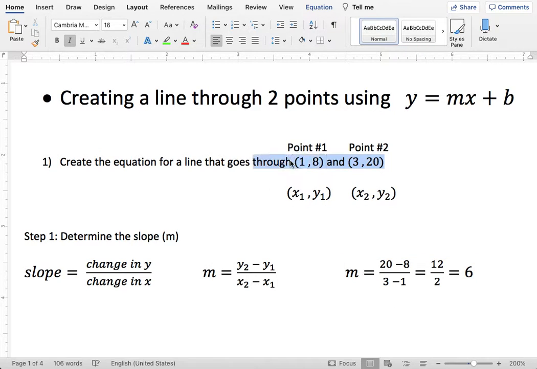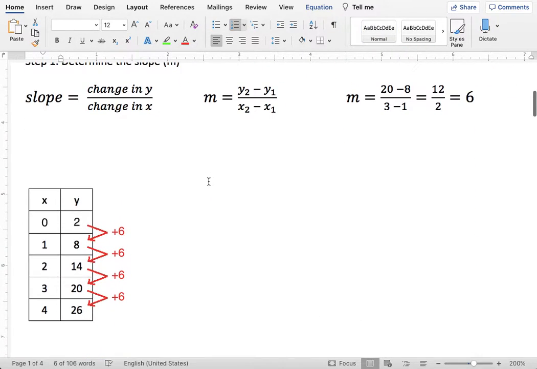If instead of just 2 points, you had a completed table with those points, in that case, your slope is just the change from one y to the next y. This is assuming your x's go up by 1 each time. So if your x is going up by 1 in a table, then you just need to look at that change column here in red to find your slope. Okay, so we have our slope equals 6.